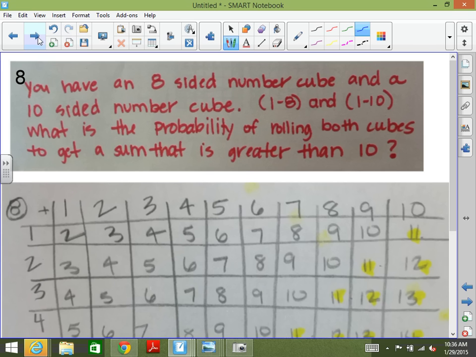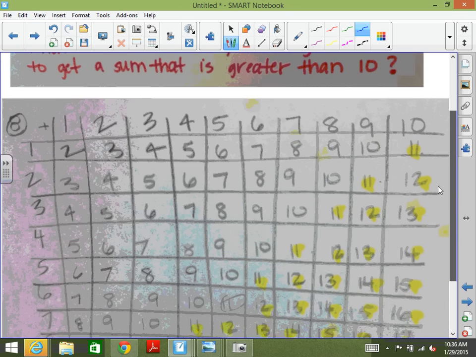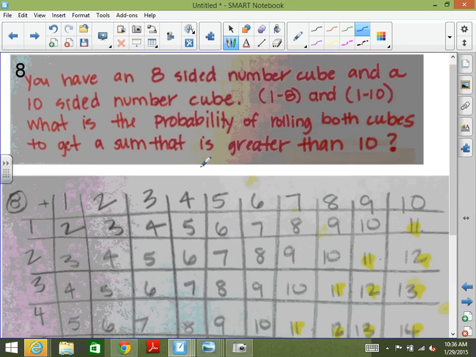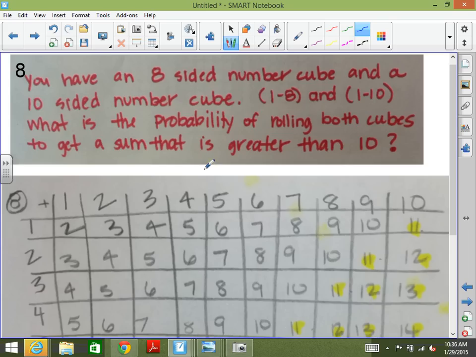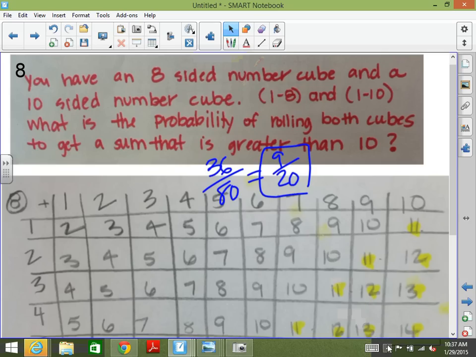All right, number 8, the final one. All right, so we're looking for sums greater than 10. How many did you get? How many were bigger than 10? 36 over 80, which reduces to 9 over 20. Yep, 9 over 20 there. Good. Any questions? Okay, this sums up. This goes in the probability section of your notebook. Good job.